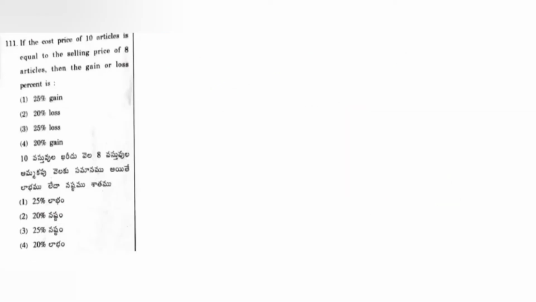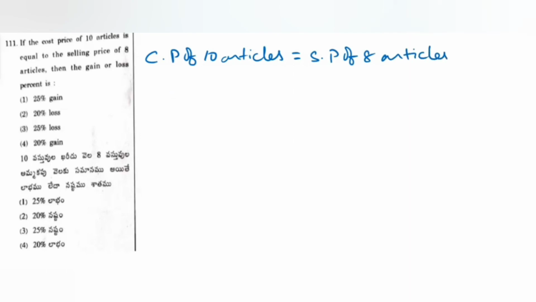Now let us see question number 111. If the cost price of 10 articles is equal to the selling price of 8 articles, then the gain or loss percent is dash. Okay, if the CP of 10 articles is the same as the SP of 8 articles, means by logic, if you think here, you bought 10 articles, and the same amount you obtained by selling 8 articles. Means definitely it is a gain.